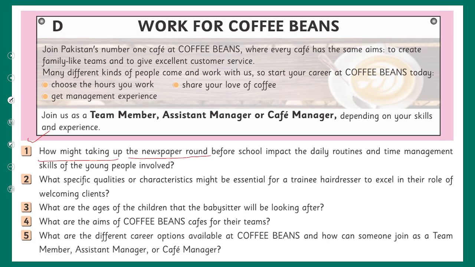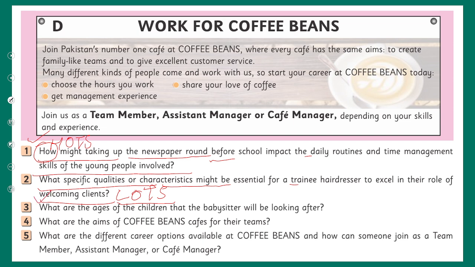Number 1, how might taking up the newspaper round before school impact the daily routines and time management skills of the young people involved? So this is a higher order thinking question, because we are going to explain it with answering the question how. What specific qualities or characteristics might be essential for a trainee hairdresser to excel in the role of welcoming clients? So the qualities and characteristics are mentioned in the advertisement, so they are lower order thinking skills questions.